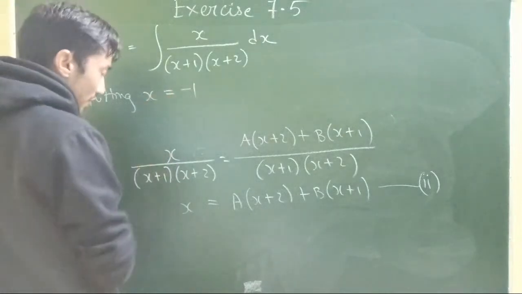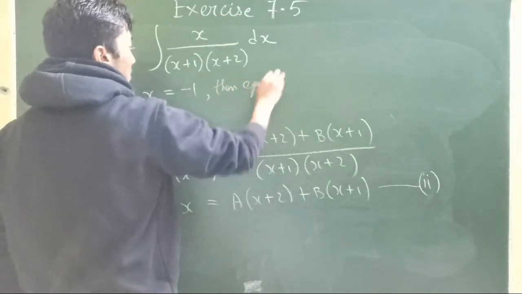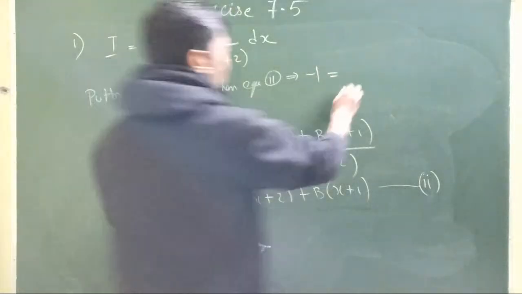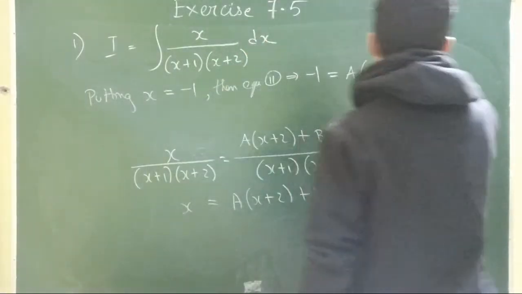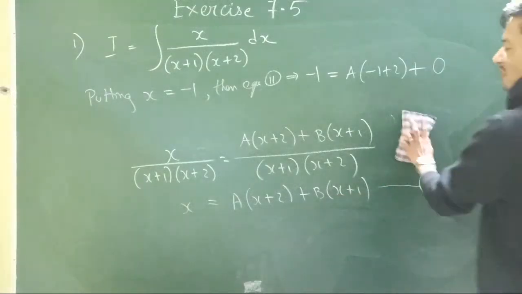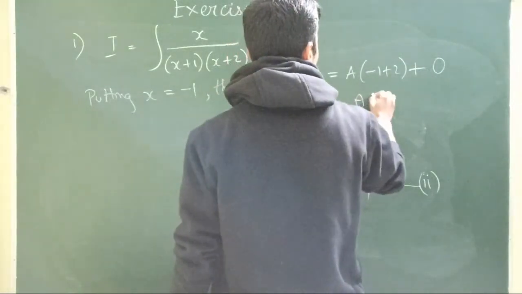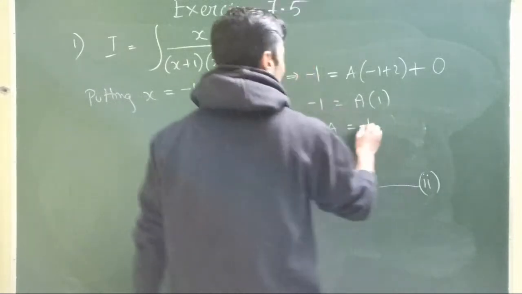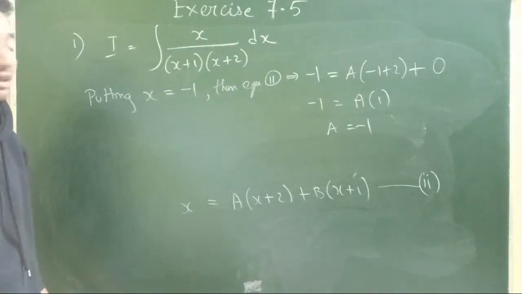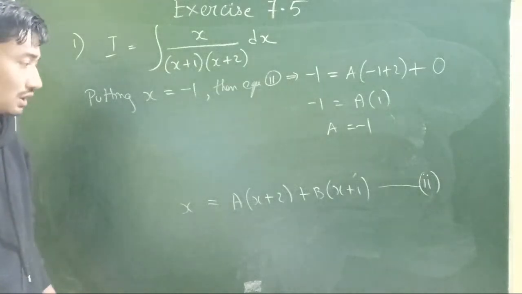So if I substitute x as minus 1, what will happen to equation 2? Equation 2 becomes: x is minus 1, a into (minus 1 plus 2), plus this becomes minus 1 plus 1, 0. So then we have minus 1 equal to a into 1. That means a is minus 1. That's how we can easily find it. But this is applicable only when the terms are non-repeating. For repeating terms, we have to solve, compare, and then get the coefficients.